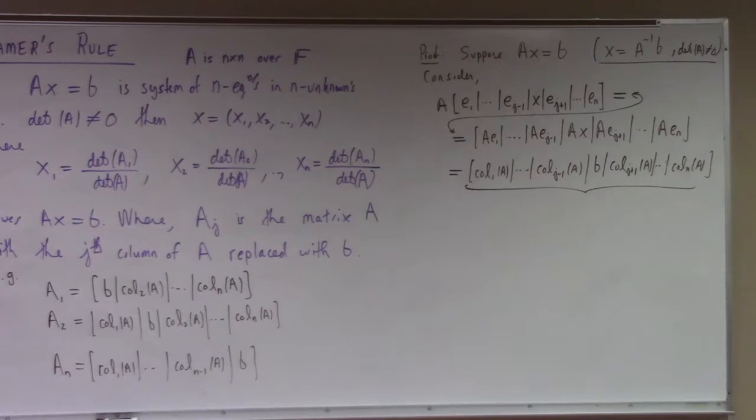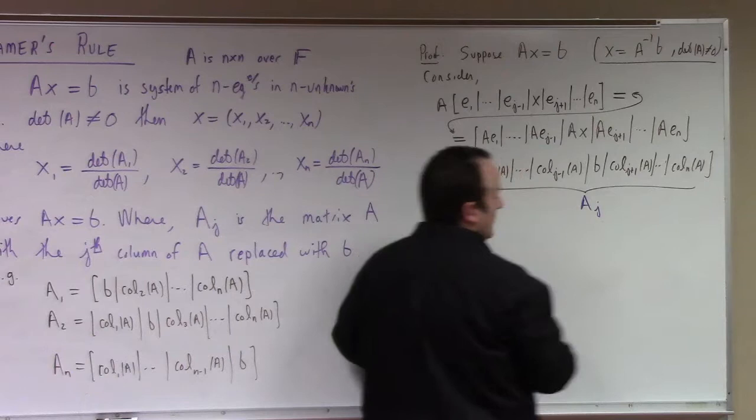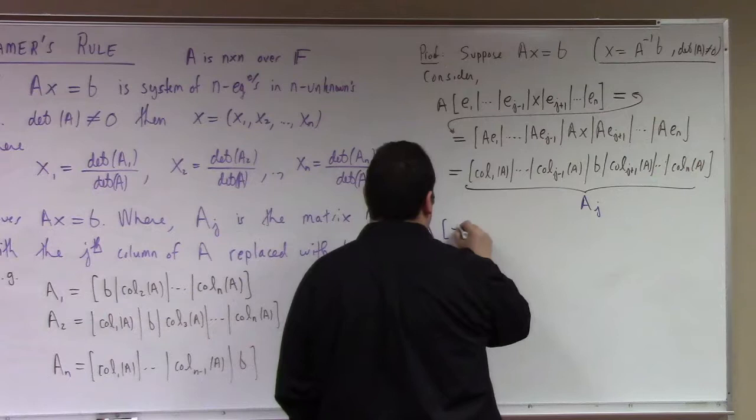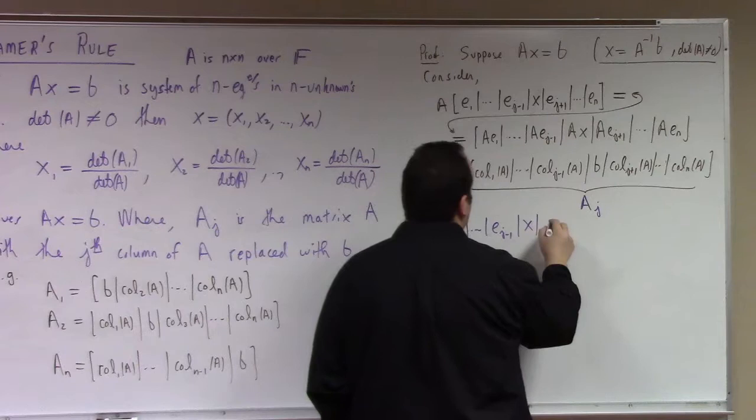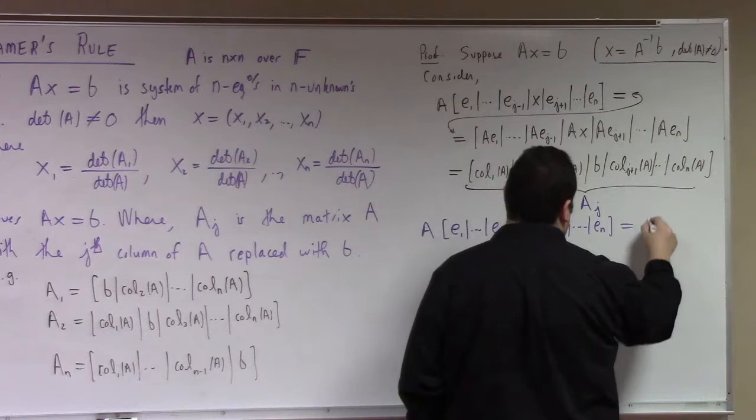Yeah, it's A sub J, right? This is the matrix A with all the columns except for the jth one, where the jth one's replaced by B. That is, in the statement of the theorem, that's the A sub J. This is exactly A sub J. So what we have just earned the right to say is that A times this funny matrix, E1, dot, dot, dot, E sub J minus 1, X, E sub J plus 1, dot, dot, dot, EN, well, that's equal to A sub J, right?